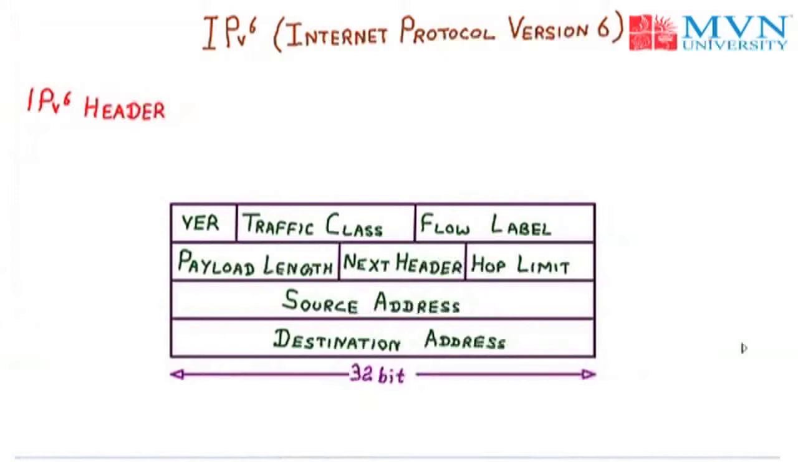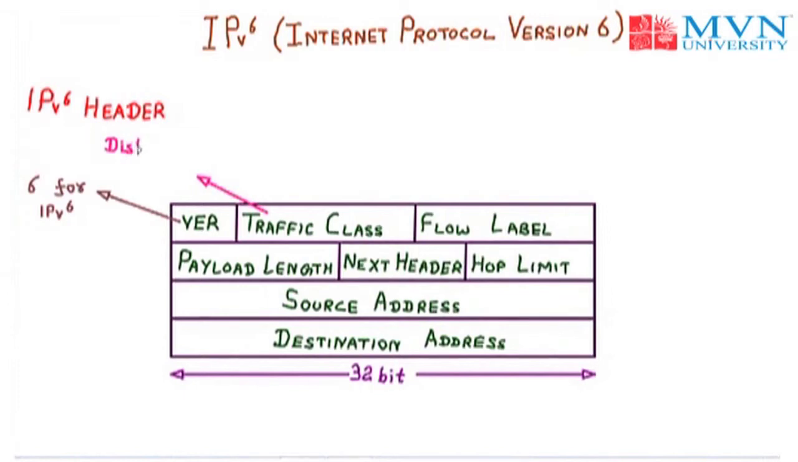Now we have the various fields just like version, traffic class, flow label, payload length, next header, hop limit, and the further addresses. So we will start with the version. If you are talking about the version, we are using IPv6, so the version field will always be set to 6 for IPv6. And if we are using the IPv4 header, the version field will be set to 4. Next we have the traffic class.